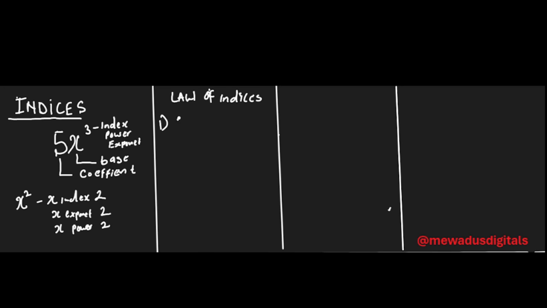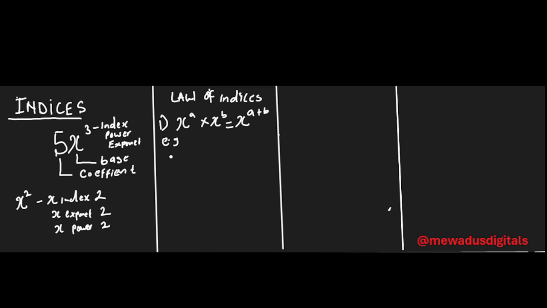The first one here is x raised to power a times x raised to power b. What this is saying is that it gives us x raised to power a plus b. When we have the same base and the operation between them is multiplication, what you do is take one of the base and add their power, find the sum of their power. Let's take an example to exemplify that.